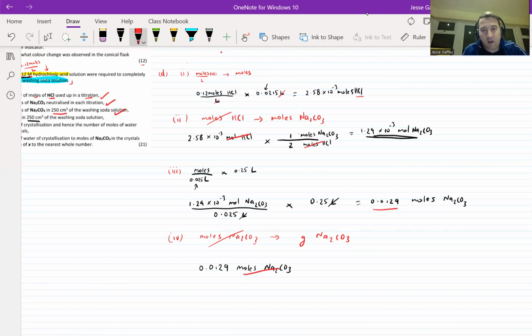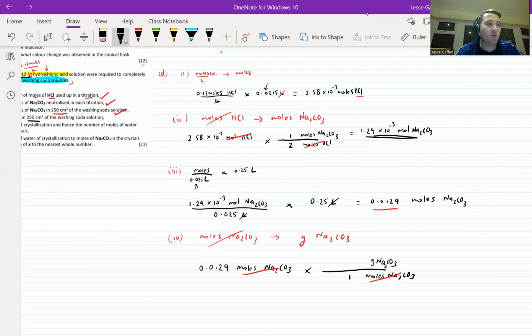Cancel that out. How can I cancel this? I need to multiply by that in the numerator. Moles Na2CO3. And of course, that means I need grams of Na2CO3 in the denominator. Oh, sorry, in the numerator. So moles cancels in the denominator and leaves me with grams of Na2CO3 in the numerator. All right, so for 1 mole of Na2CO3, how many grams would that be? So pausing the video and working out the molar mass now.